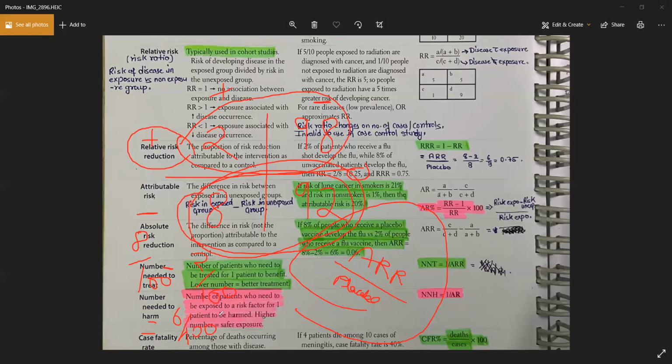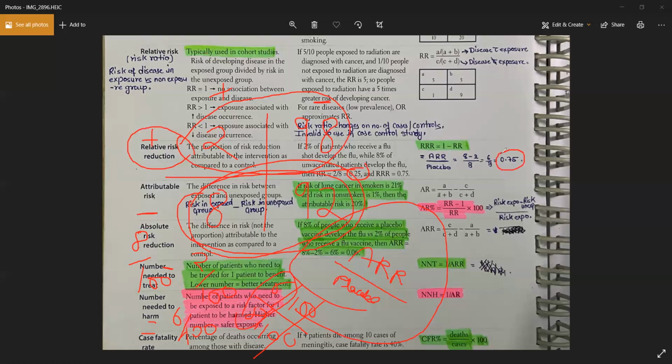I want to compare it with the risk in those individuals who do not receive the flu shot, which means 6 divided by 100 divided by 8 divided by 100. Okay, this will be equal to 6 upon 8, which equals 0.75. This is one way to calculate it.